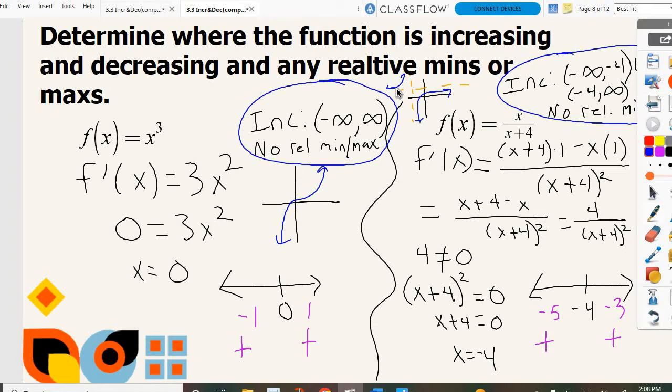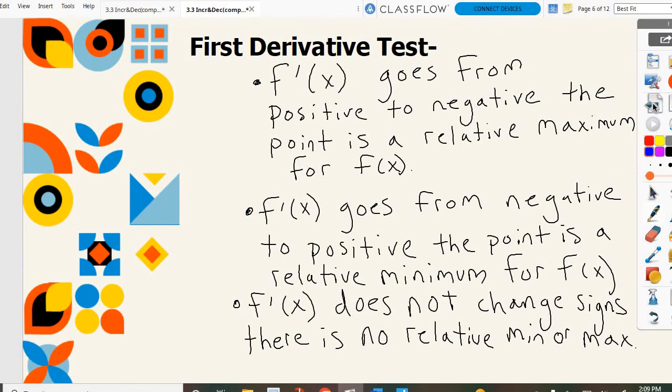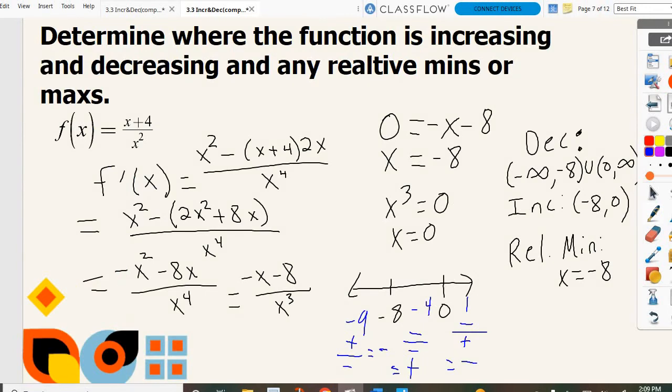Can you explain why there's no relative min or max again? I just don't get it. Because we didn't change signs. Remember that our first derivative test tells us that in order to have a relative min or a relative max, we have to go from positive to negative or negative to positive. So if my f prime of x does not change signs, there are two different ways that can happen.